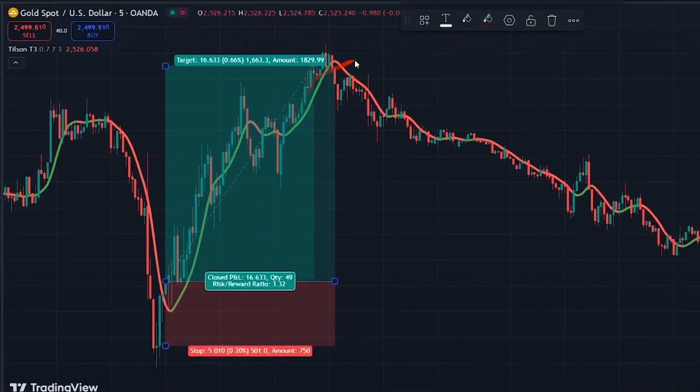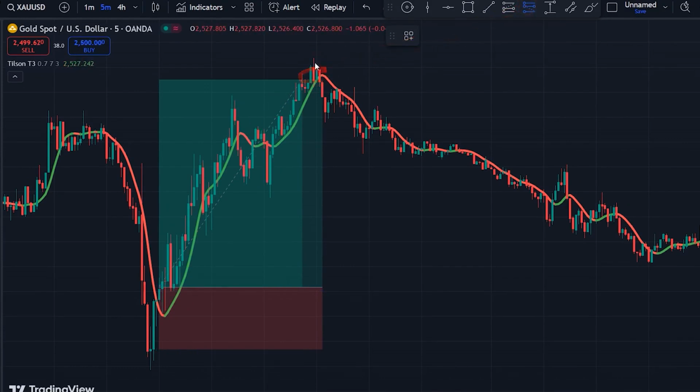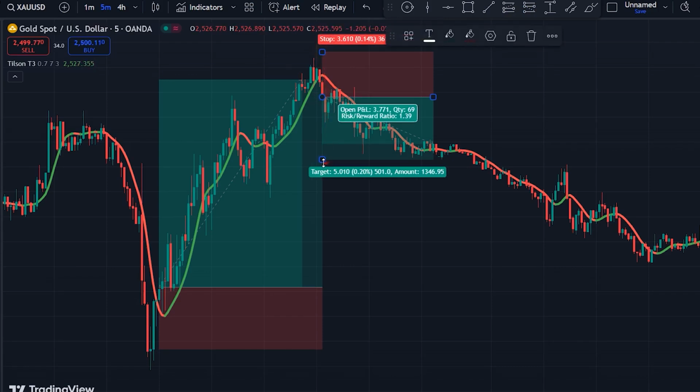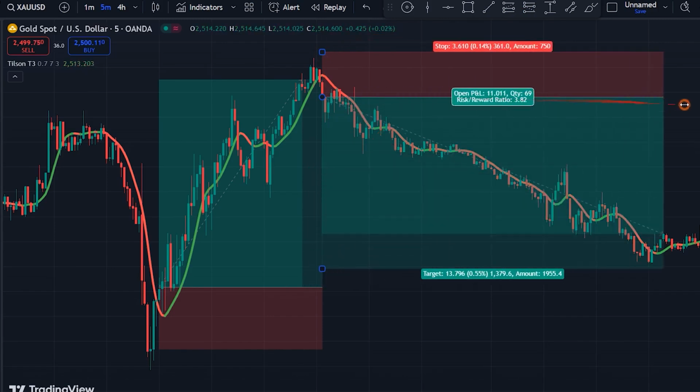On the contrary, when the line of this indicator changes color from green to red, we understand that a downtrend is about to begin. So at this point, we can enter a sell trade and place our stop loss at a safe zone while waiting for the trade to close profitably.